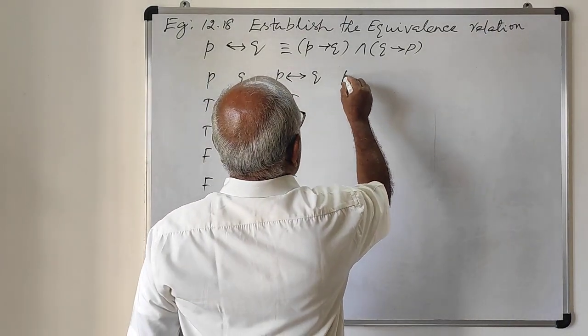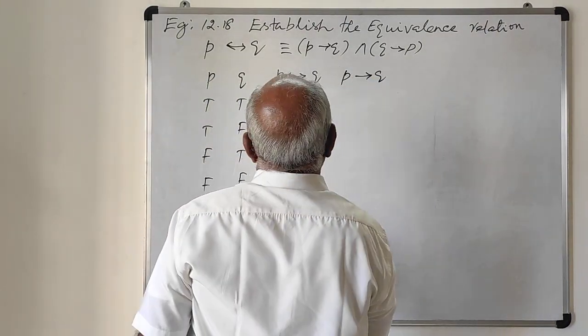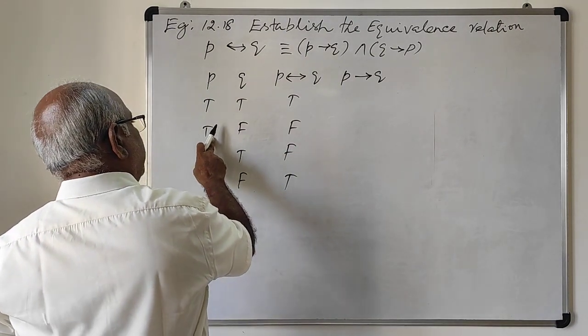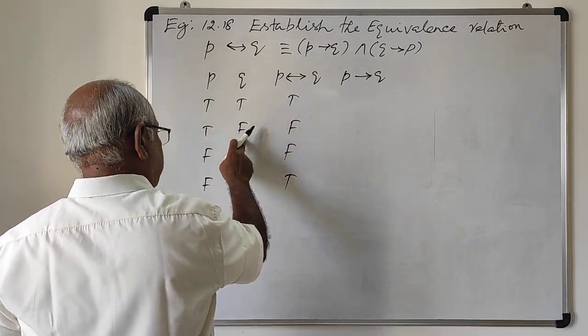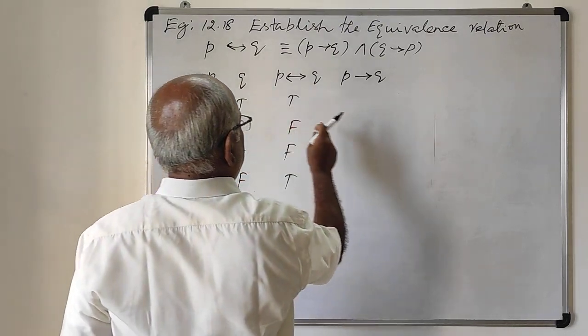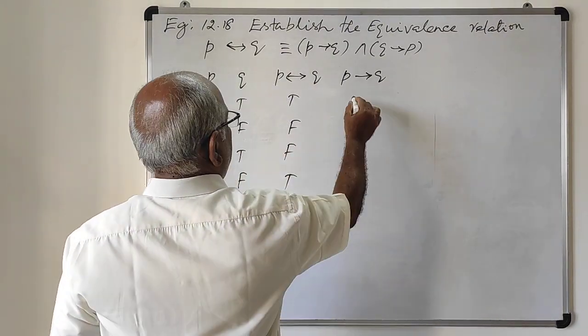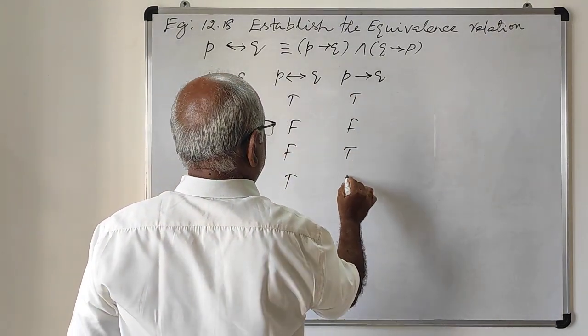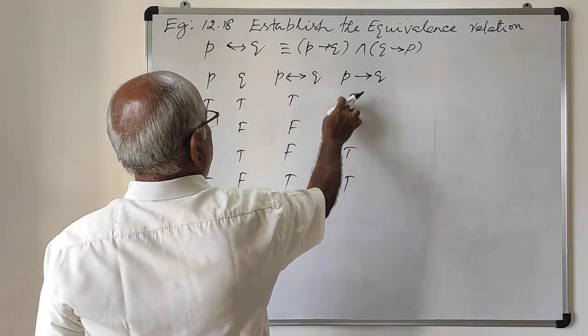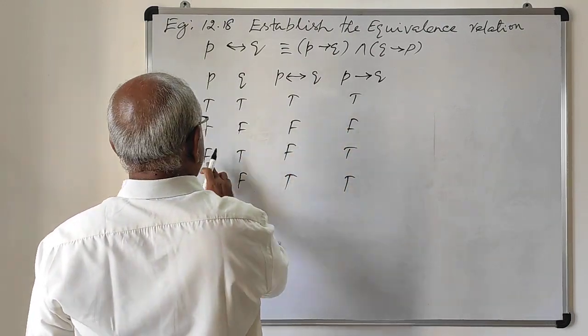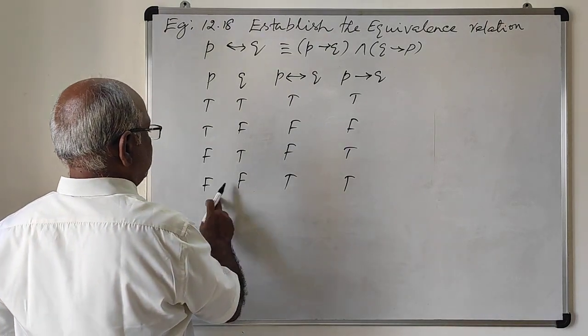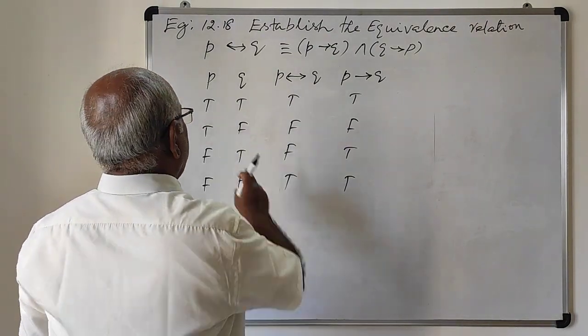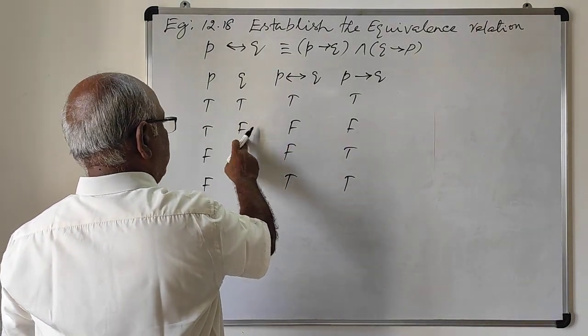Right hand side, P conditional Q. I already told you, first statement T, second statement F, then the single condition is F. The rest of the things are T. T implies T is T, T implies F is F, F implies T is T, F implies F is T. The only thing, T implies F, is F.